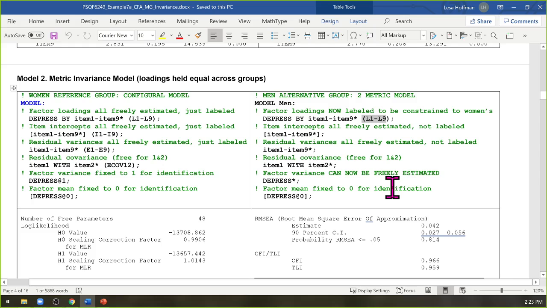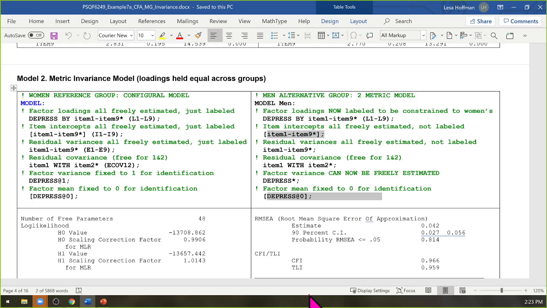Okay, are you with me? Question: what does it mean that you still have the mean of 0 for the male group? Great question. I still have to have the factor mean fixed to 0 because I haven't yet put any constraints on the intercepts. They are separate. So when you're working with data that are characterized by a normal distribution, the parameters that go into making a mean are estimated separately than the parameters that go into making a variance. They don't have any correspondence in this distribution.